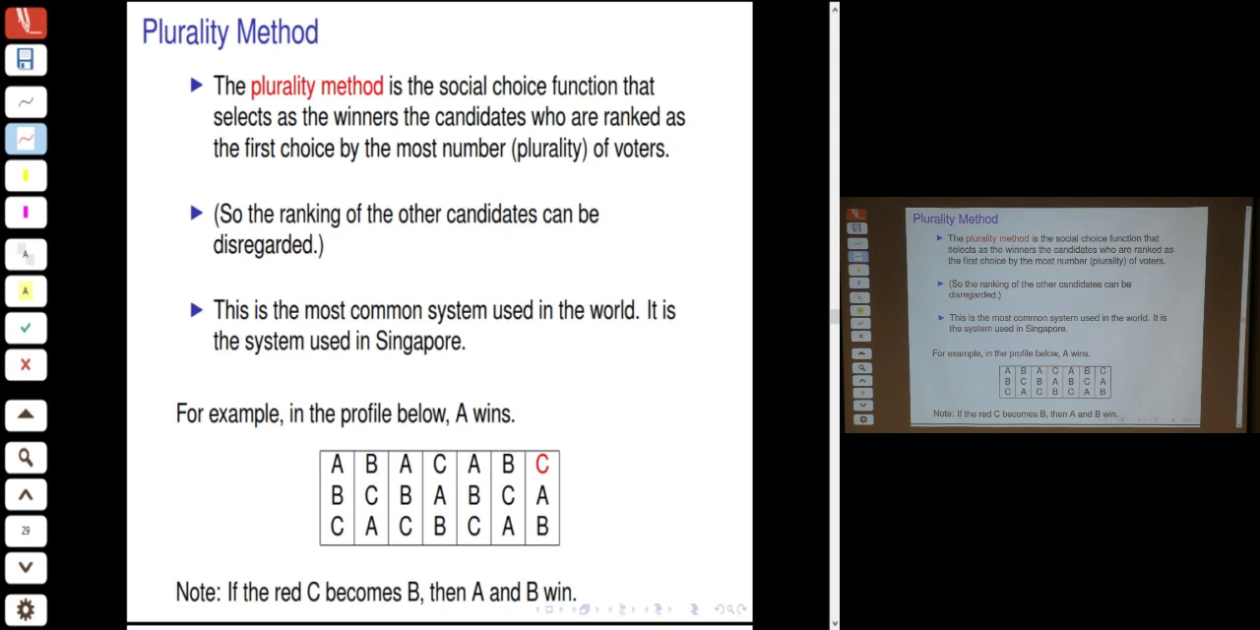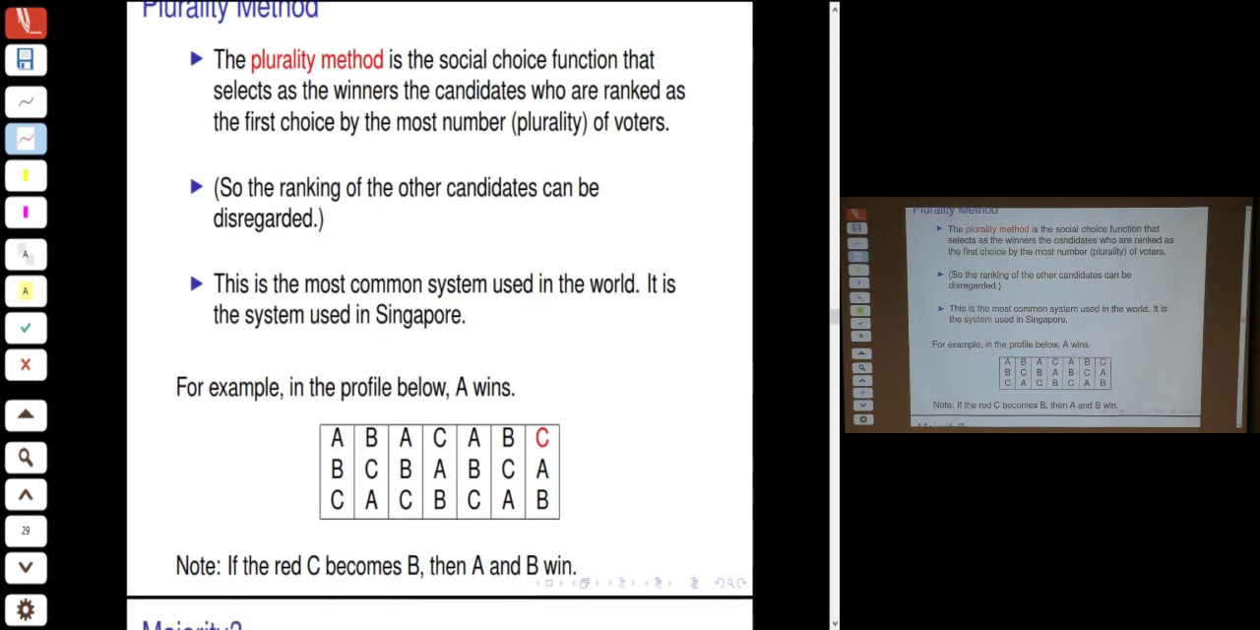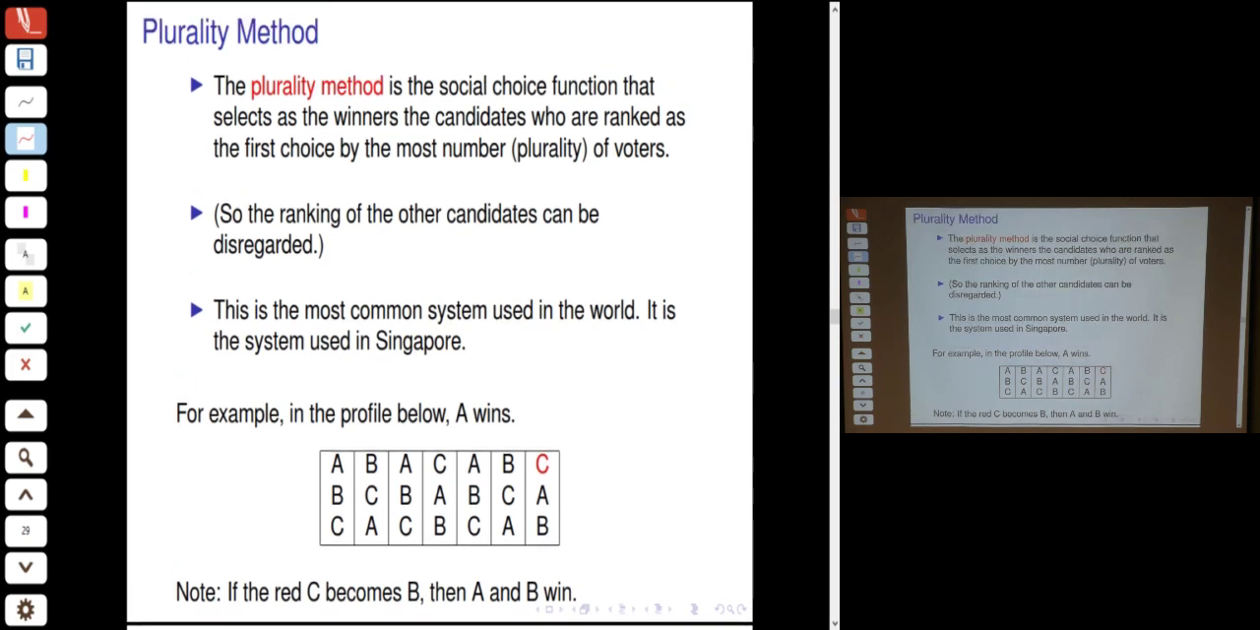So, that is the plurality method. The winner is the candidate who gets the plurality, the most number of first choice votes. That is, the plurality method chooses as the winner the candidate who is ranked first choice by the most number, or plurality, of voters. We will soon see an example, but let us first look at a few remarks.